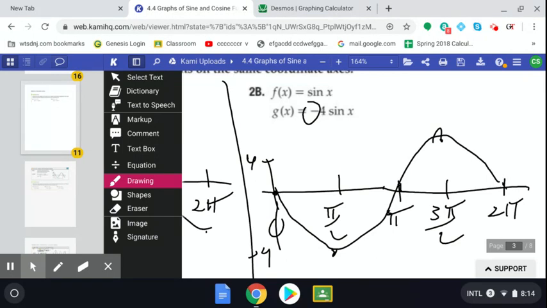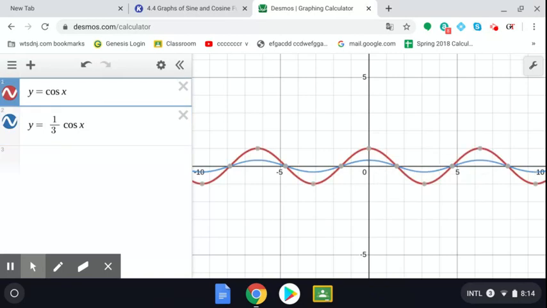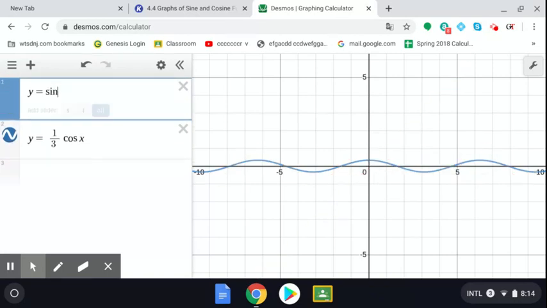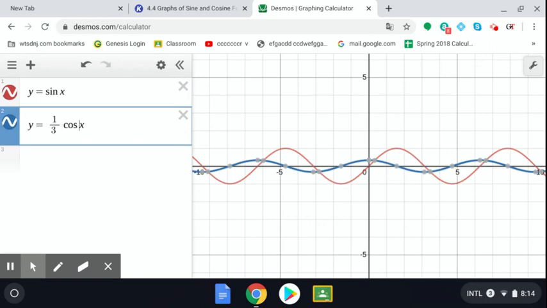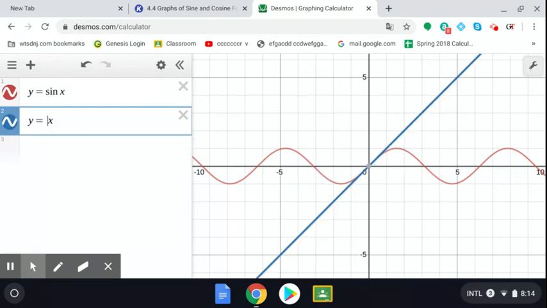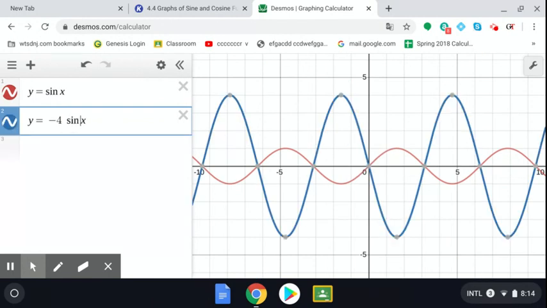Okay? If you want to take a look at Desmos, sine x and negative 4 sine x, it would look like this. As you can see here, sine 0 is 0, sine pi over 2. In this case, it's going to be negative 4, 0, positive 4, 0. Okay?